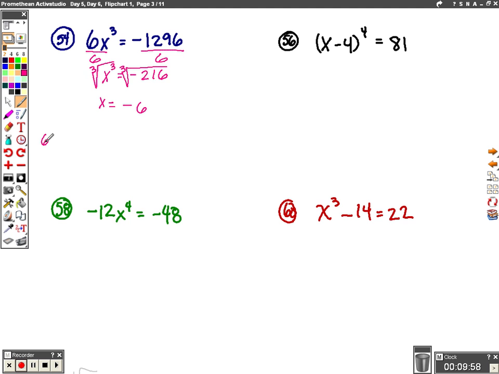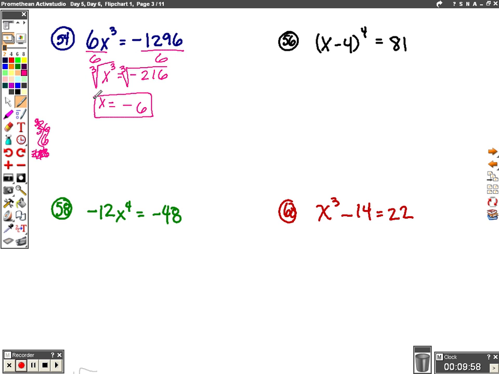Let's check. 6 times 6 is 36. Oh, what am I thinking? Okay. 6 times 6 is 36. 6 times 36 is 216. Perfect. So the cube root of negative 216 is negative 6. We had one solution, and that's our answer.